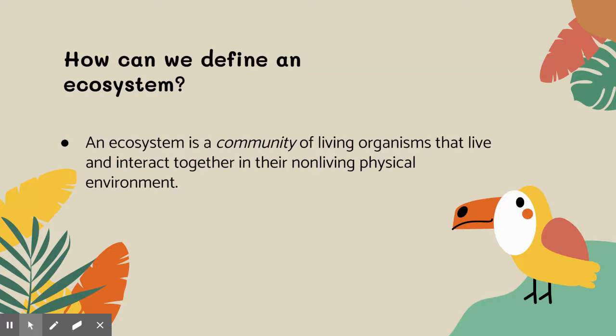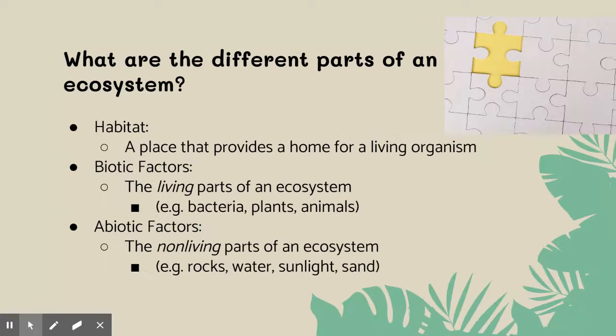Let's start out by looking at the definition of ecosystem. What does it mean? An ecosystem is a community of living organisms that live and interact together in their non-living physical environment. Now, if this sounds confusing to you, don't worry, because we're going to look at the different parts of an ecosystem. We're going to practice picking out the different parts with some real-life examples. And by the end of this, you guys are going to be ecosystems experts.